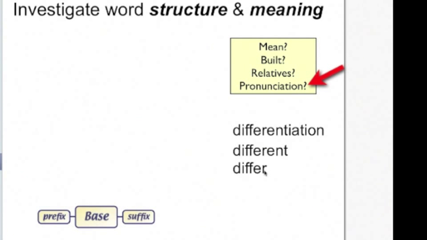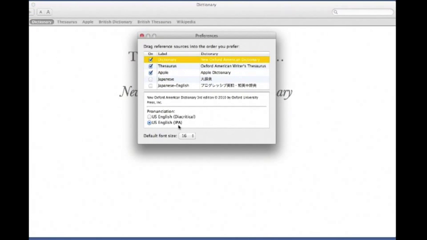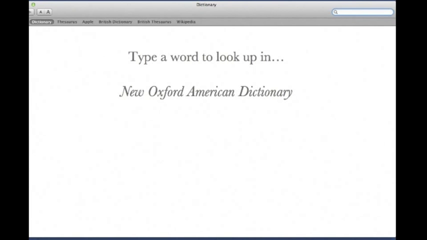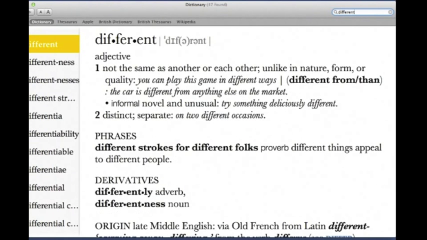If you think about the word differ, different, and differentiation, there's all sorts of things going on here. The stress is changing, and you can use your dictionary. If you happen to have a Mac, I can go to my preferences, make sure that I'm set in the IPA, and then if I write differ, I get the nice IPA symbols here, and I see that, but watch what happens with different.